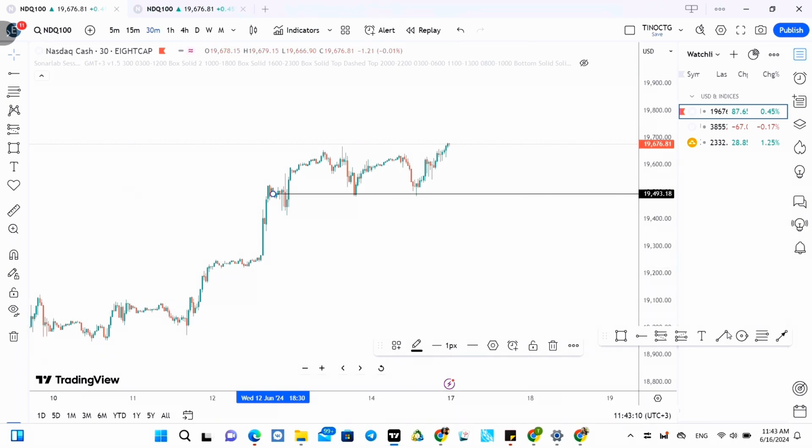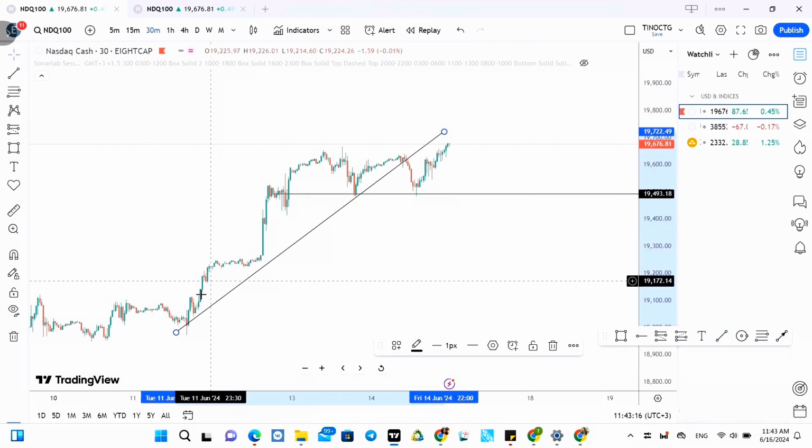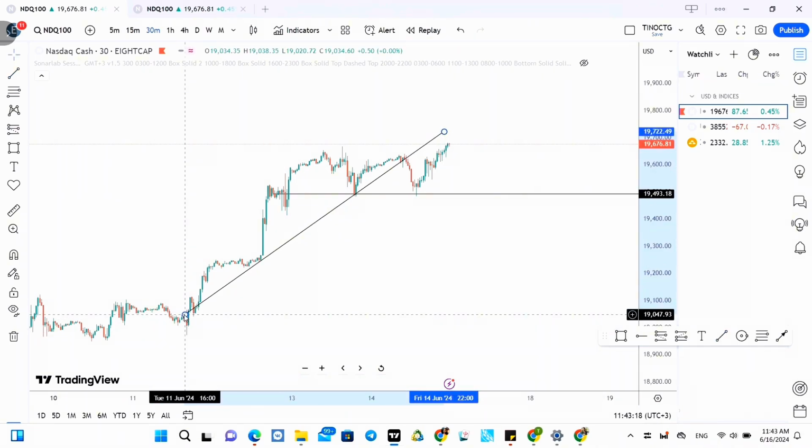And also the fact that I had a trend line. I remember I did have a trend line, something like this, right? Yeah, I did have something like this as a trend line that was broken out of.